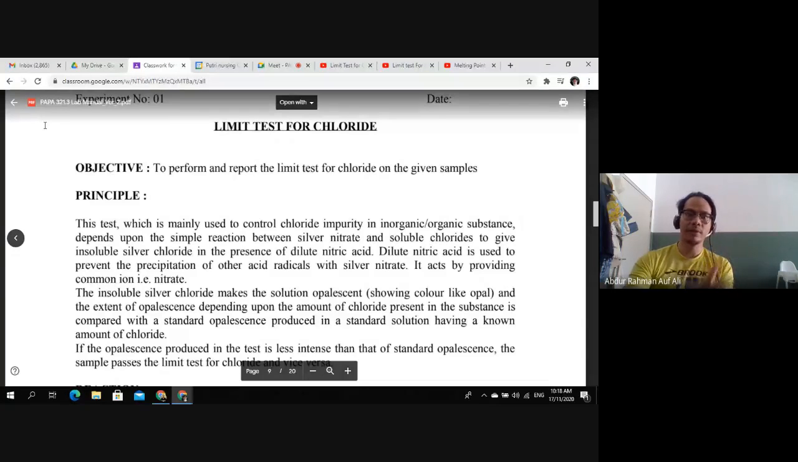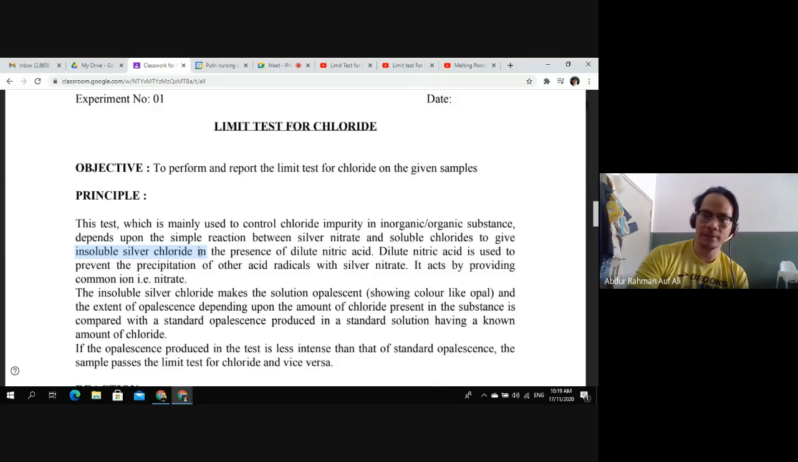So silver chloride, AgCl ni adalah sejenis garam, garam yang tidak boleh larut, because it is very dense, very heavy. So dia tidak boleh larut di dalam most solvent. 99% of solvent dia tak boleh larut at room temperature. So that's what dekat kat sini, dia akan give insoluble silver chloride in the presence of dilute nitric acid.